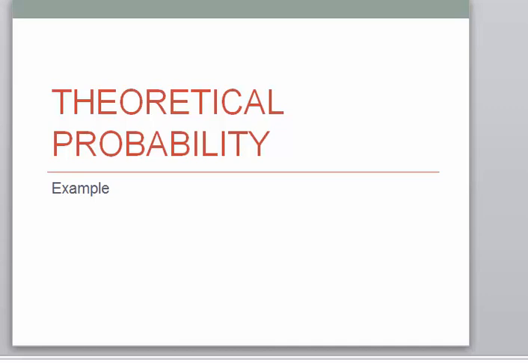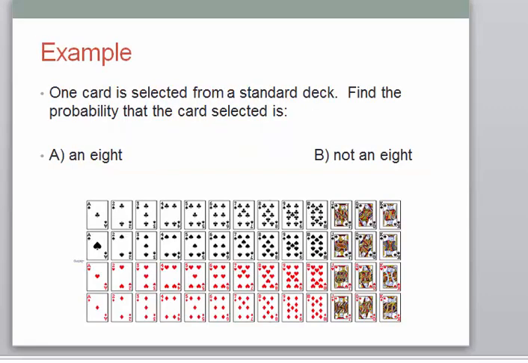We'll now look at an example for theoretical probability. One card is selected from a standard deck. Find the probability that the card selected is... Part A asks us to find the probability that the selected card is an 8. So remember that our probability formula asks us to find the number of outcomes that are favorable to the event and divide by the total number of possible outcomes.